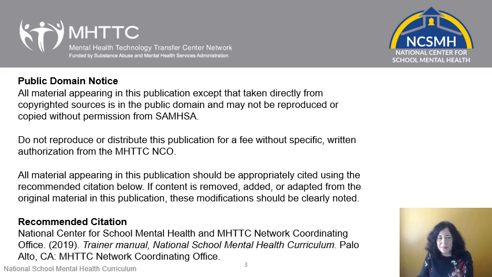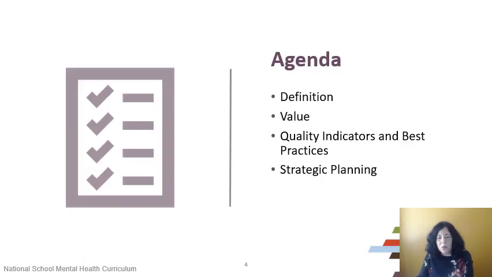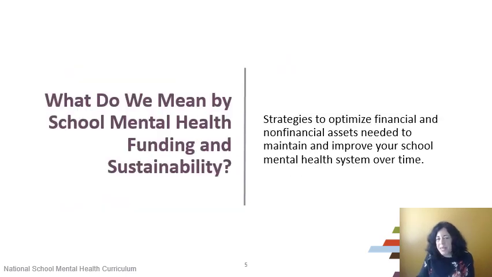In this module, we will review the definition of school mental health funding and sustainability and opportunities to secure and leverage diverse funding sources and to sustain successful school mental health systems. We will review quality indicators and best practices for the funding and sustainability domain, and then we'll discuss district strategy planning. What do we mean by school mental health funding and sustainability?